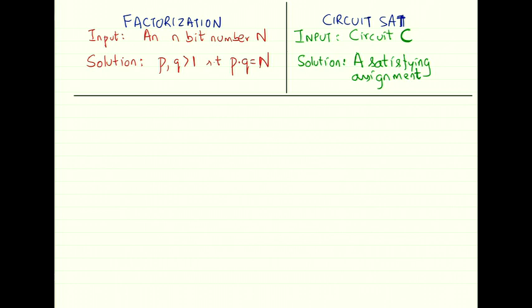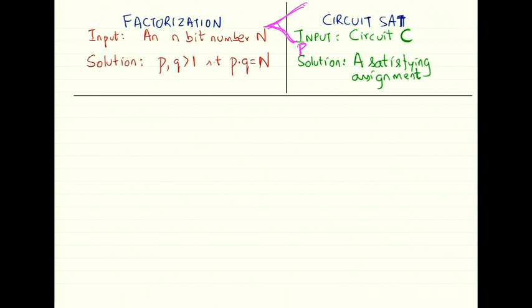And so now I'll try to prove to you that factorization reduces in polynomial time to circuit SAT. What that means is if you have an algorithm to solve circuit SAT, then you can use that algorithm to solve factorization. If you have an algorithm to solve circuit SAT, you can use that algorithm to factor numbers. That is what we are trying to prove.